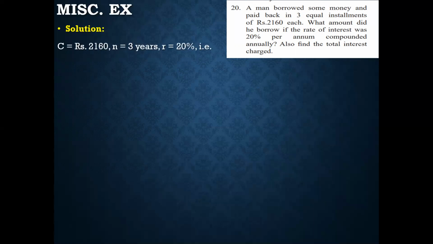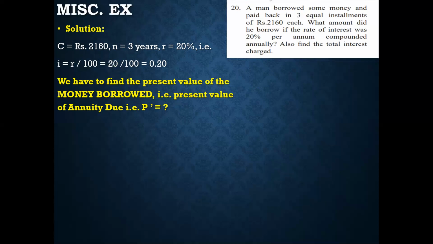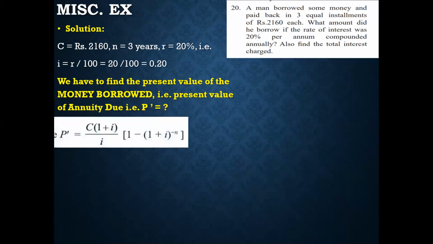So C is 2160. As he has paid in 3 equal installments, we will assume N is equal to 3 years. R is 20%, so I will be 0.20. We have to find the present value of the money borrowed, that is present value of annuity due. That is P dash. So we'll use the formula P dash is equal to C (1 plus I) upon I into (1 minus (1 plus I) raised to minus N).